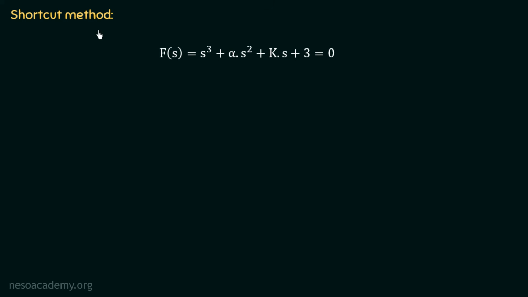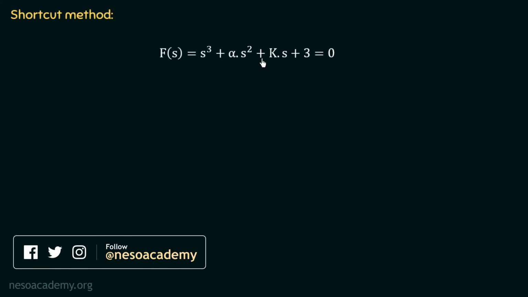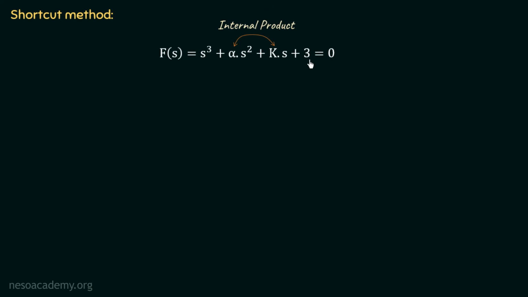This shortcut method is only valid for a third order characteristic equation. And in this method, we observe the coefficients of all the powers of s. These two coefficients, the coefficient of s squared and the coefficient of s, which are present inside the equation, are called the internal coefficients. And we will consider the product of these two coefficients, and we will call that product the internal product. In the same way, we will consider the product of this coefficient and this coefficient. Since these two coefficients are present outside this characteristic equation, we will call the product of these two coefficients the external product. I hope you are getting this.